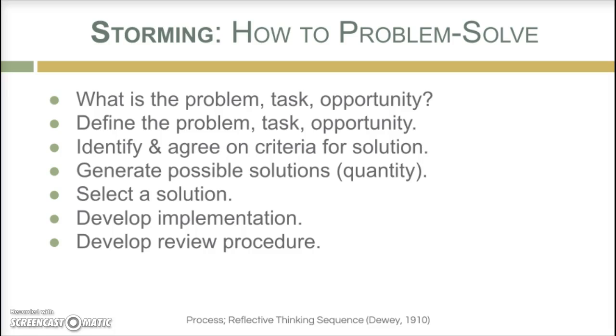Define it, and then identify and agree on criteria for a solution. So not exactly the solution itself, but just the criteria, what would define a good solution. Then generate as many possible solutions as you can as a team. And then as a team, select a solution, develop implementation, and then develop a review procedure. So those are the basic steps on how to problem solve when conflict does occur.